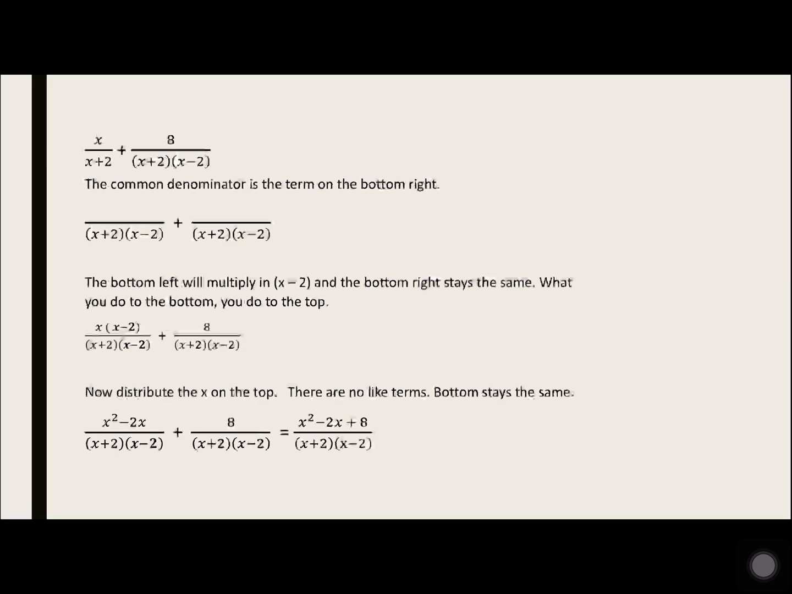Distribute the x on the top left. x times x, x squared. x times negative 2 is negative 2x. There are no like terms. Just add everything through. The bottom stays the same.